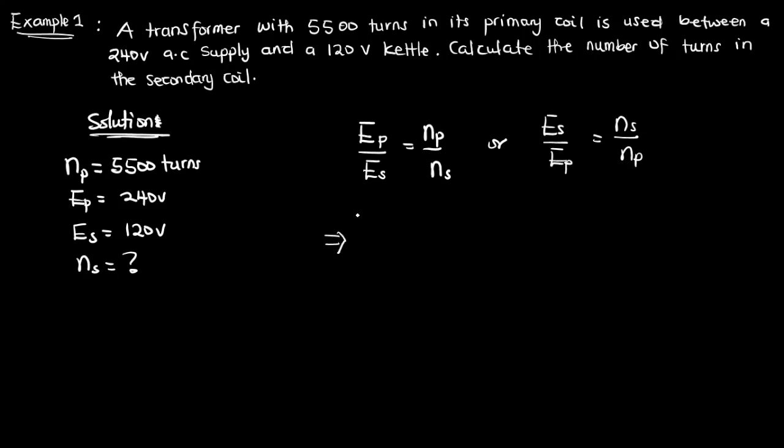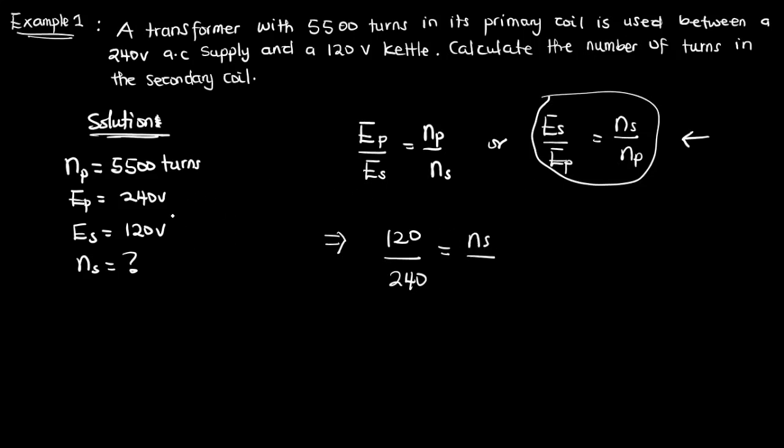So let's do our substitution. Let me use this one for the sake of consistency. Our secondary EMF is what we said, 120, over our primary EMF, which we have over here as 240, and this is equal to our number of turns in the secondary coil, which we do not know, over the number of turns in the primary, which is 5,500. So before I even do anything, I can cancel the 0 over here.